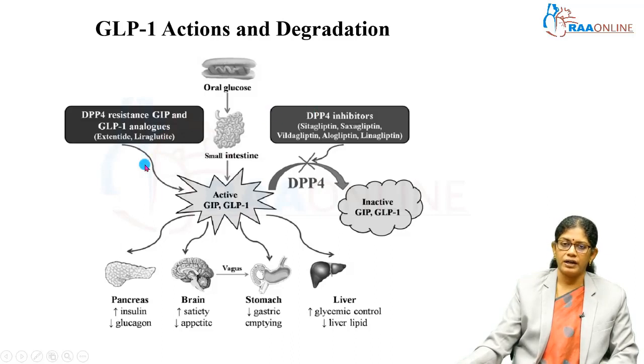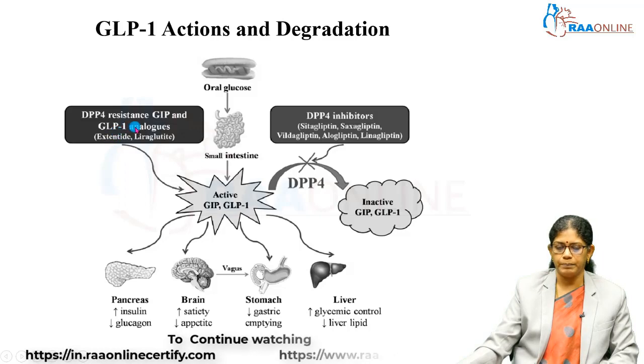They are not a substrate for the dipeptidyl peptidase 4 enzyme. They are not metabolized by this enzyme, so they can produce all the positive effects. They can increase insulin secretion, increase satiety, and decrease gastric emptying. All these effects can be produced by GLP-1 analogs. So, two groups of drugs, GLP-1 analogs and DPP4 inhibitors, are the two groups of newer drugs which are used in diabetes.